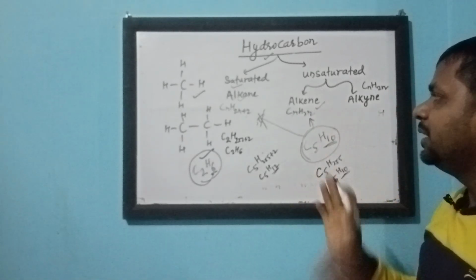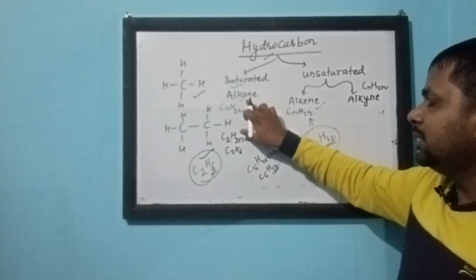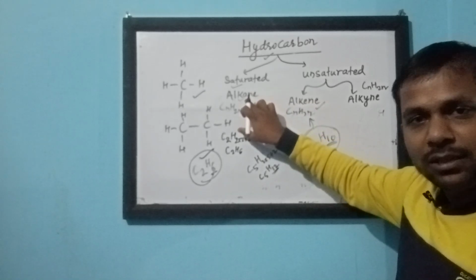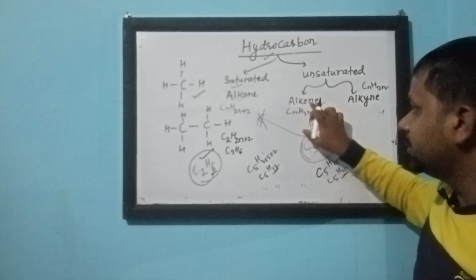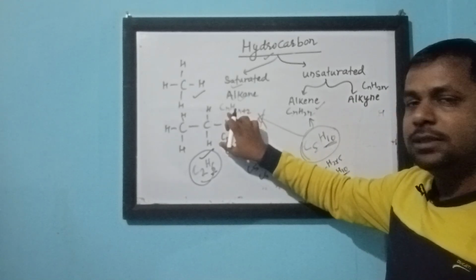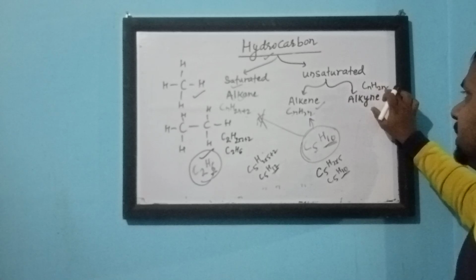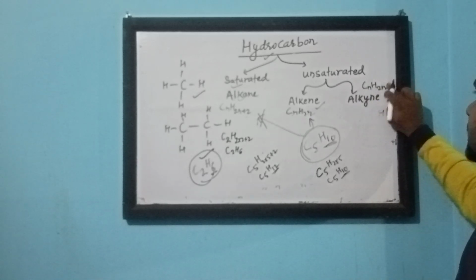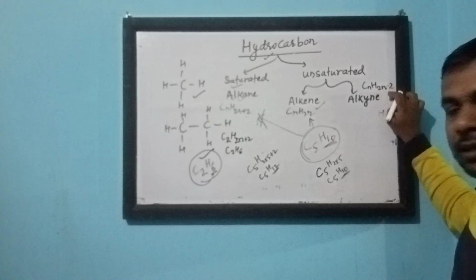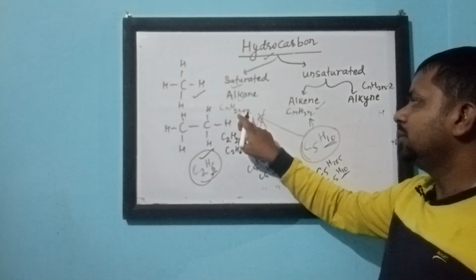Now, if we have to remember the difference between alkane, alkene and alkyne, we can remember it like this. Alkane is a hydrocarbon that contains only single covalent bonds. Alkene contains at least one double covalent bond. Alkyne contains at least one triple covalent bond. Similarly, the general formula of alkane is CnH2n+2. Alkene's general formula is CnH2n, and alkyne's is CnH2n-2. Please edit this: it is CnH2n-2 for alkyne, CnH2n for alkene, and CnH2n+2 for alkane.